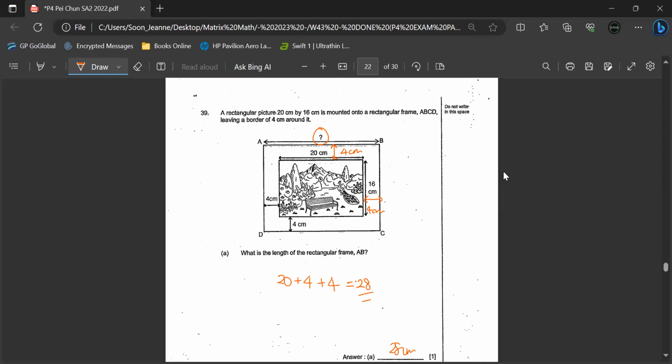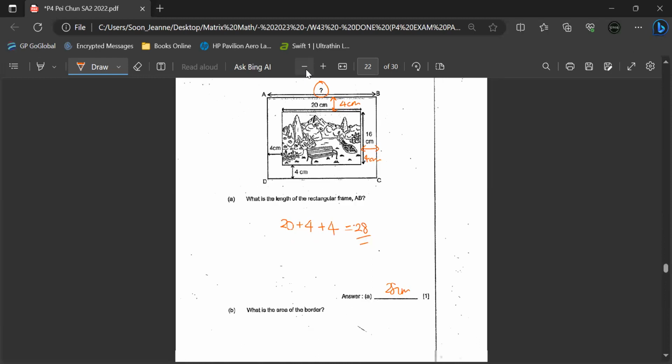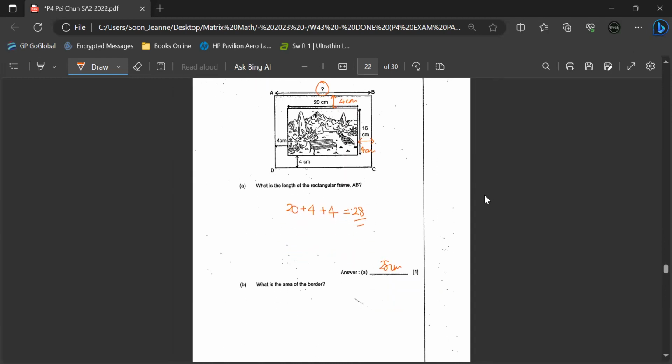Okay. And B, they're asking for the area of the border. So the area of the border is very simple. It's just this one, right? Okay. So how do we do it? We need to find the area of the picture and the area of the whole rectangular frame. Then we subtract, take away what we do not need.